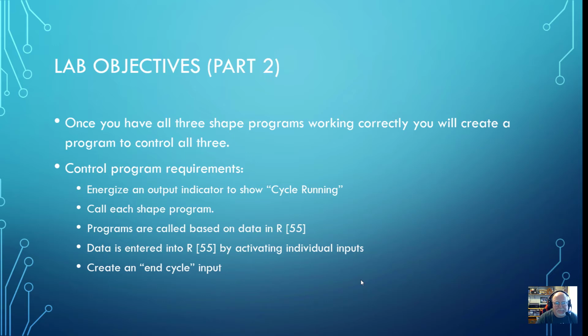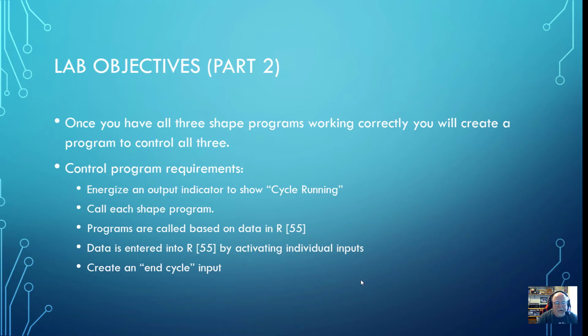Once you have all 3 shape programs working correctly, you will create a program to control all 3, which we've done several times now. The control program requirements are to energize an output indicator to show cycle running, and now this is separate from the indicator to show which of the 3 programs is running. This is the overall cycle is running, so that would be a separate output. So there'll be 4 output lights involved altogether. You're going to call each shape program from the control program.